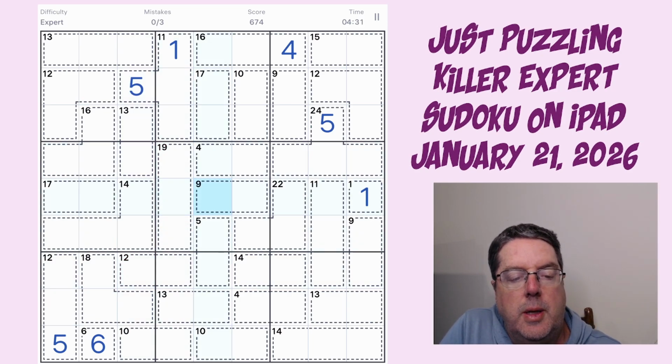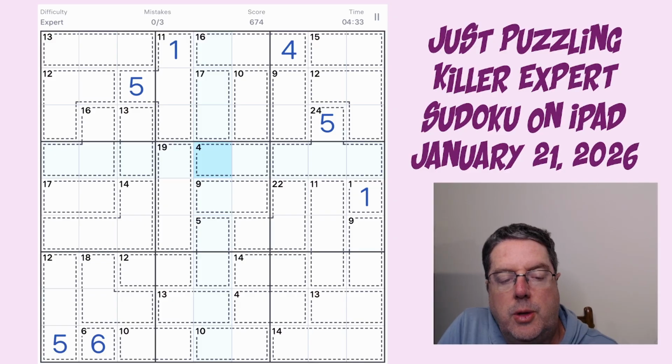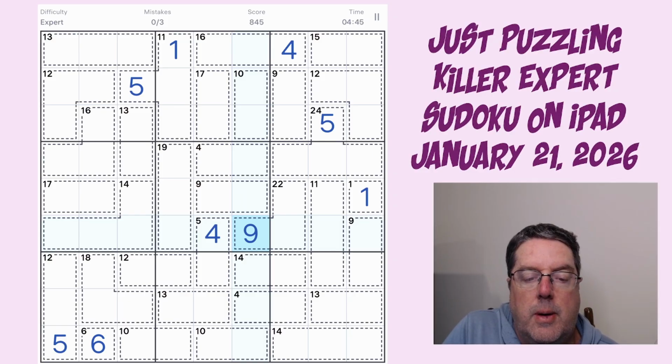So 19 plus 9 is 28, 32. So these are going to be 13. So if that's 13, the only numbers that can be are 4 and 9, because anything above 5 won't go in there. So that's a 4 and that's a 9. All right.